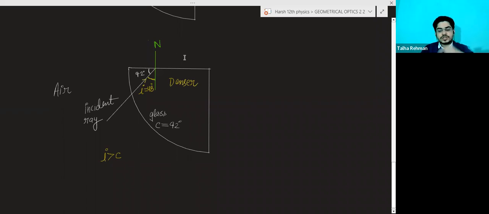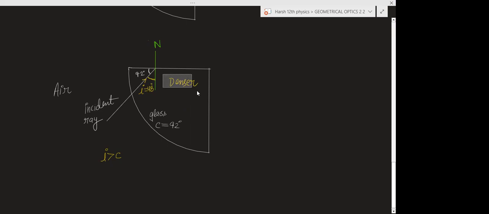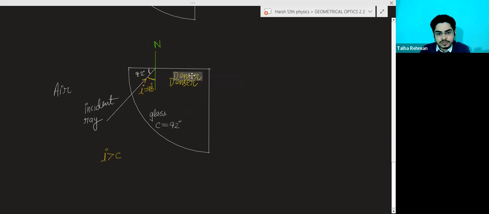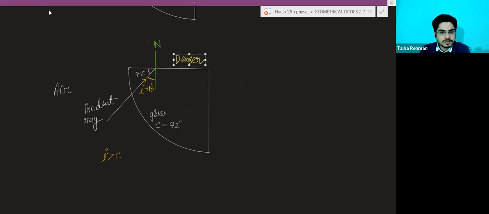What are the conditions for TIR, total internal reflection? Light ray must move from denser to the rarer medium. You can see here that this light ray is in the denser medium and going toward the rarer medium. Another point, angle of incidence must be greater than the critical angle. Angle of incidence is 48 degrees and critical angle is 42 degrees, so that is greater. So here total internal reflection will take place.